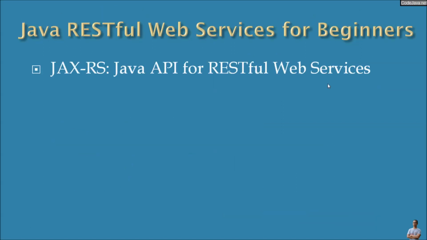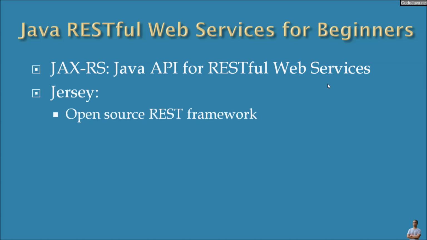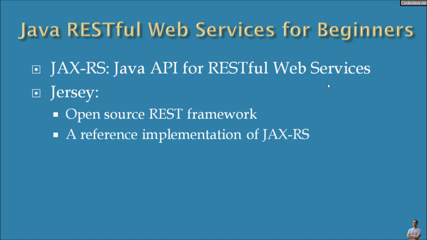In Java, we have JAX-RS, which is Java API for RESTful Web Services. This is a specification that defines how to implement RESTful Web Services in Java programming. And Jersey is an open source framework for developing RESTful Web Services in Java. Jersey is a reference implementation of JAX-RS. It is shipped with GlassFish server. However, we can use Jersey framework in Apache Tomcat server as well, as you will see in this video tutorial.